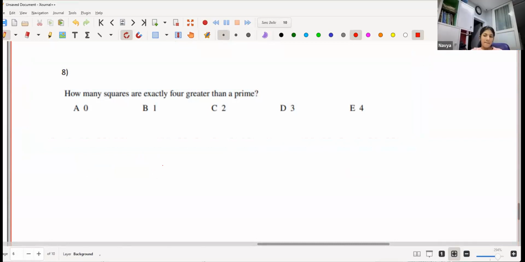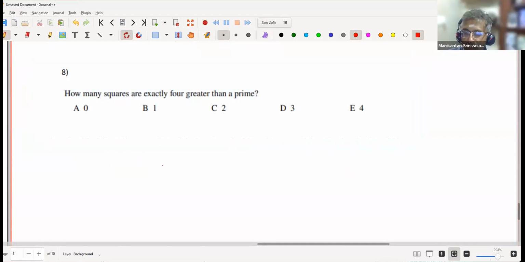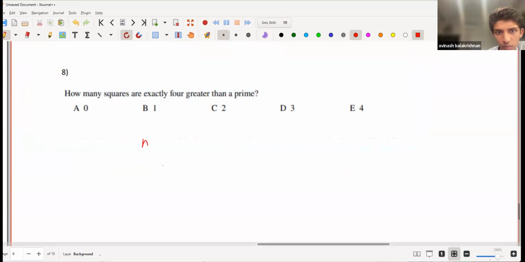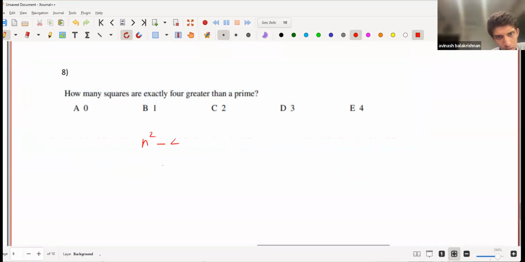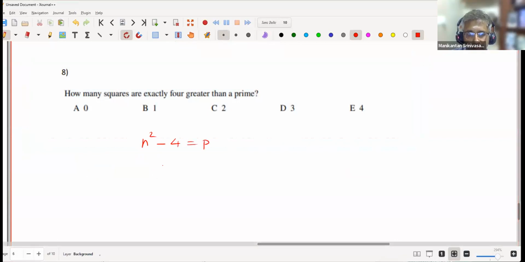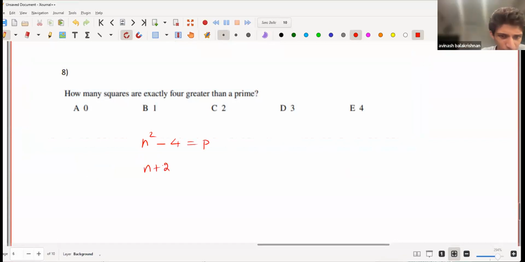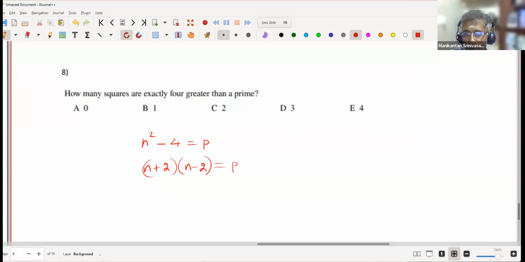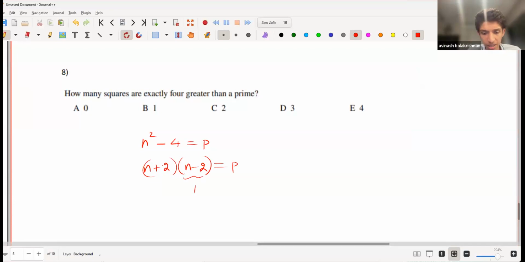Yes. 9 is there, but how do you prove there's only 1, Avinash? Yes, sir. So what I did is n square minus 4 is equal to a prime number. Yeah. So (n plus 2)(n minus 2) is equal to a prime number. And therefore n plus 2 should be 1 or n minus 2 should be 1. The smaller one only can be 1, not the bigger one, right? If n plus 2 should be 1, then n is a negative number, so not possible. So therefore n minus 2 is 1, so n is 3.